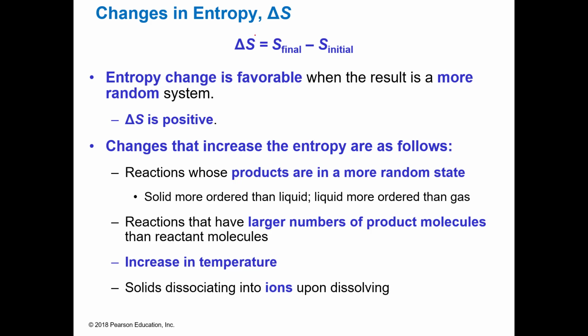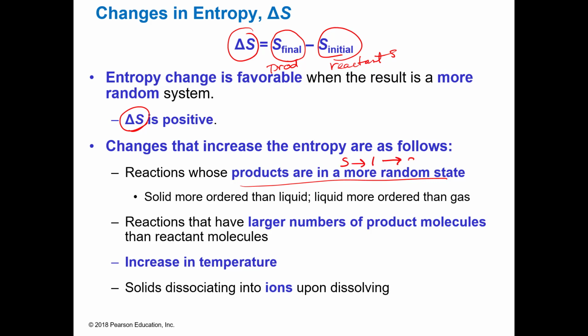So the change in entropy is going to be equal to the entropy of the final, or the products, minus the entropy of the initial, or the reactants. Okay? Entropy change is going to be favorable when there is more randomness. That is, the delta S is going to be positive. And that means that your products are in a more random state. So solid to liquid or liquid to gas. Okay? That means that you're increasing entropy.